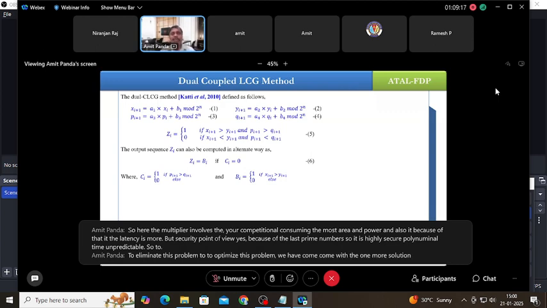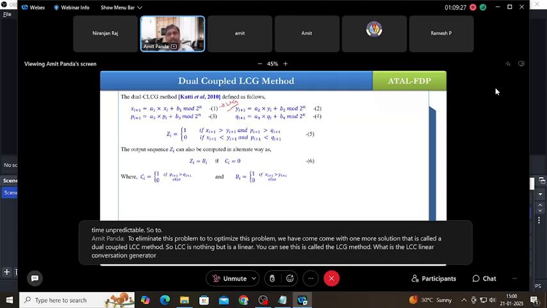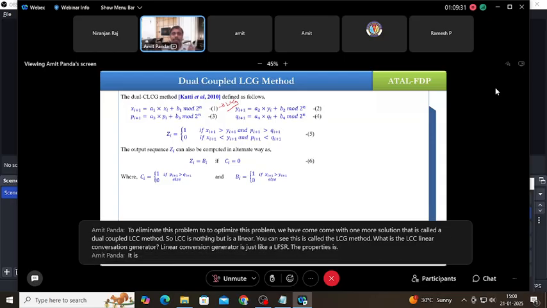To eliminate this problem, to optimize this problem, we have come up with one more solution called the dual coupled LCG method. LCG is a linear congruential generator. A linear congruential generator is just like an LFSR. It satisfies only some of the properties of randomness, but it is not secure.